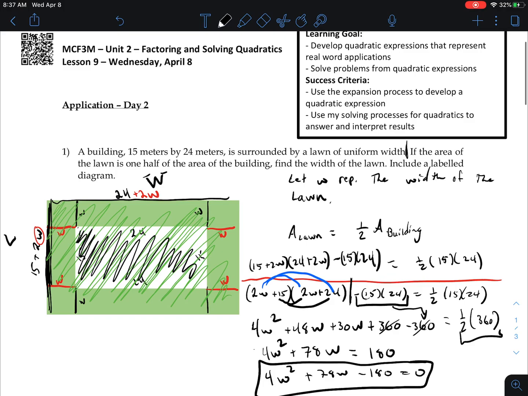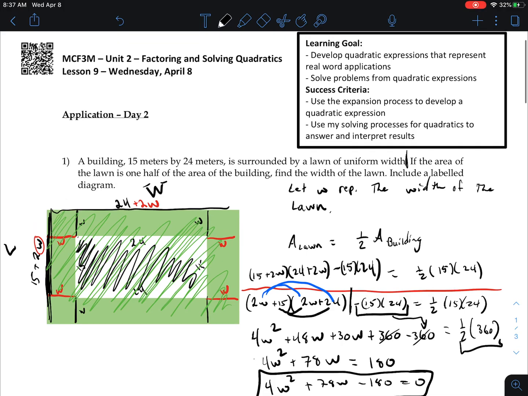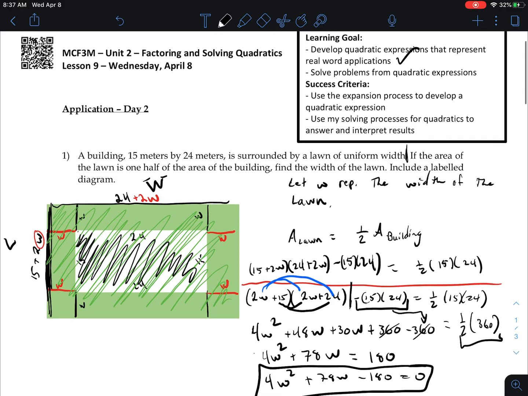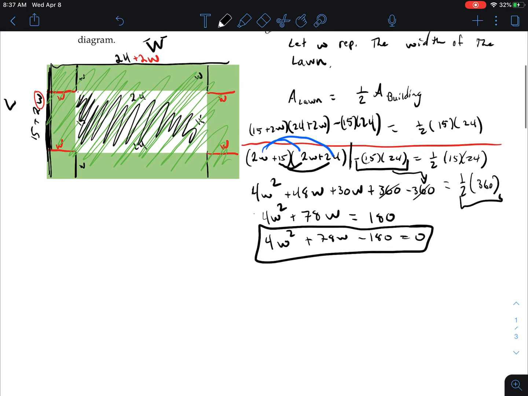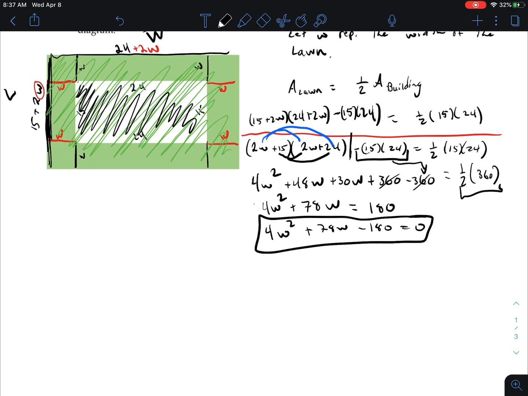There is your algebraic expression that takes care of developing algebraic expressions that represent real-world applications, and using the expansion process to get there. That's the first learning goal of today. The second learning goal is, now, okay, well, now what do I do? Is there something that I can do to this?